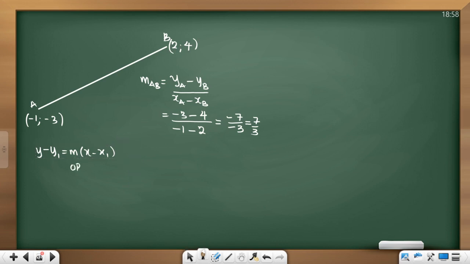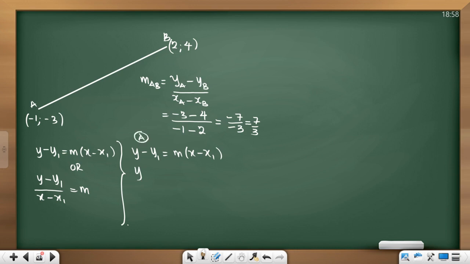Remember, it is the same as saying y minus y1 over x minus x1 equals m. These two are actually the same. You can see the math there. All right. So y minus y1 equals m times x minus x1. I'm going to leave my y. Let's use the coordinate of A. What is the x value? What is the y value of A? I'm using the coordinate of A.